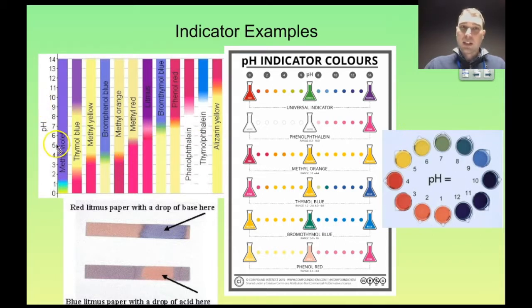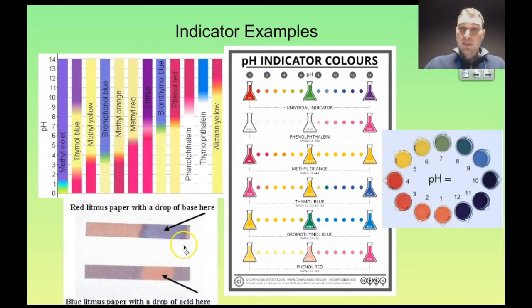So here I've got a few indicators and the pH ranges over which they change. We had phenolphthalein before. You can see it's colourless when it's at low pH, when it's acidic. But then when we get to the pH range of 8 or 9, that's when it starts to change over to the deep pink colour.